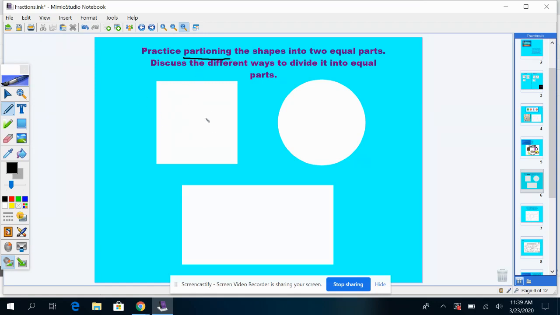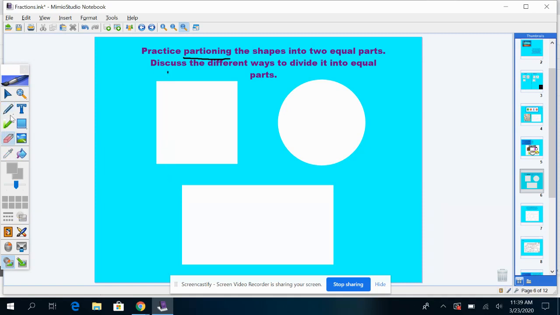So right here I have my square. Are you ready? I got my tricky pants on. Here we go. Did I make it into halves? No way! Miss Beard made that into unequal parts, so that is not halves. Let me get my eraser. I've got to erase my error.